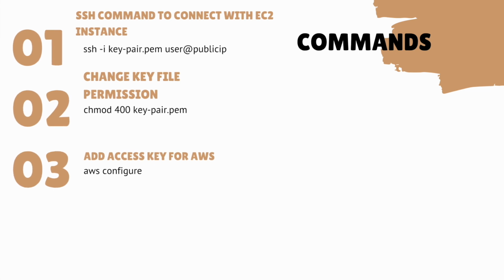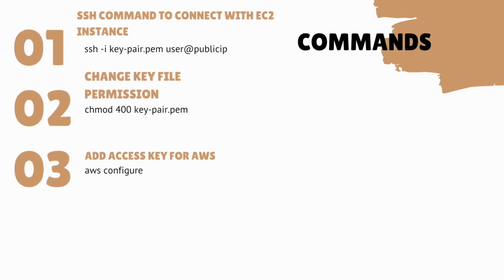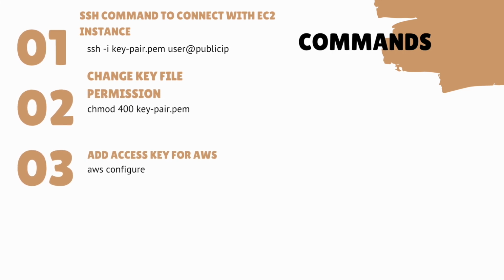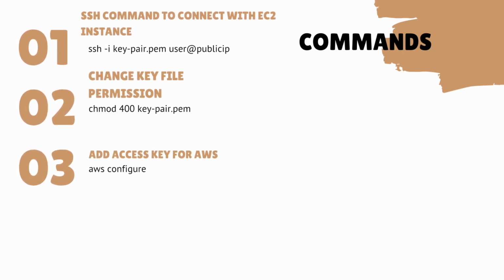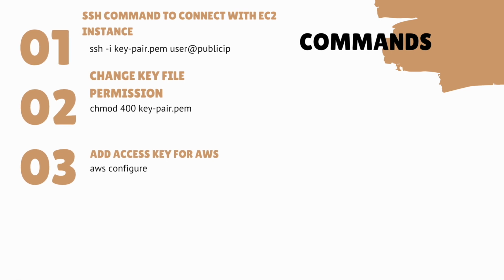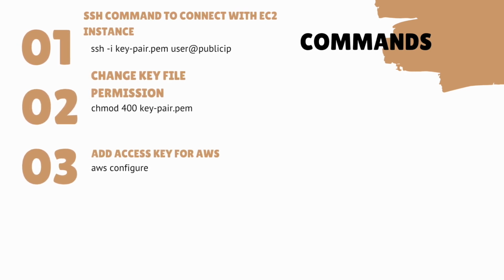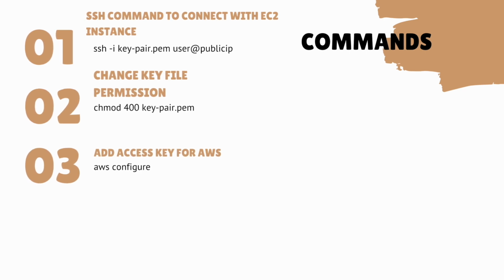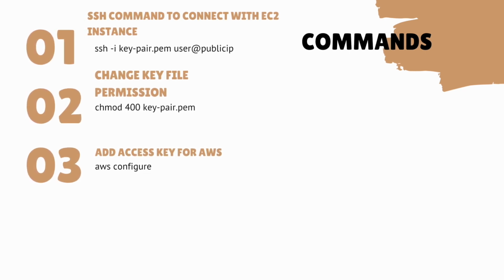And the very useful command is the first one which you see on the very top, ssh -i, keep your key name and the user and the public IP. So you need to provide the private key file, the username and the public IP to connect with the EC2 instance through SSH.